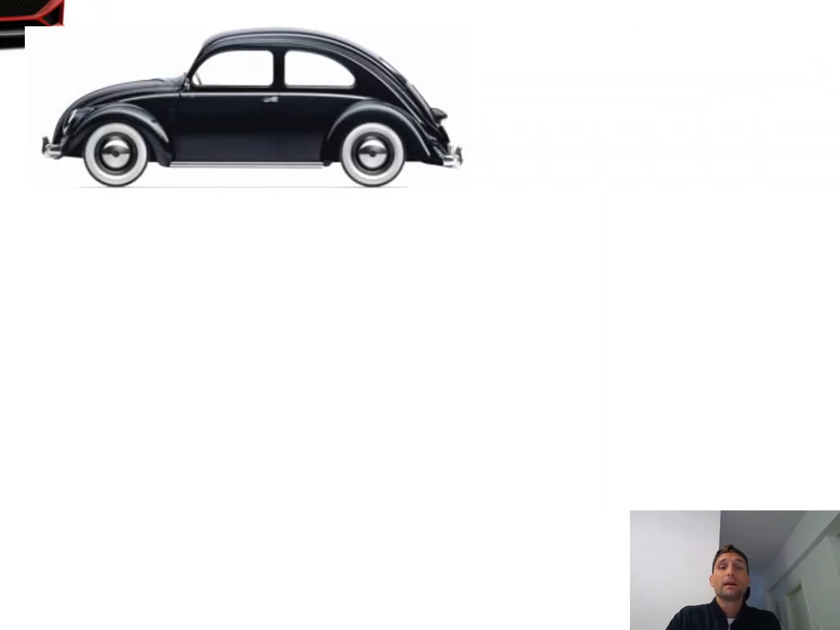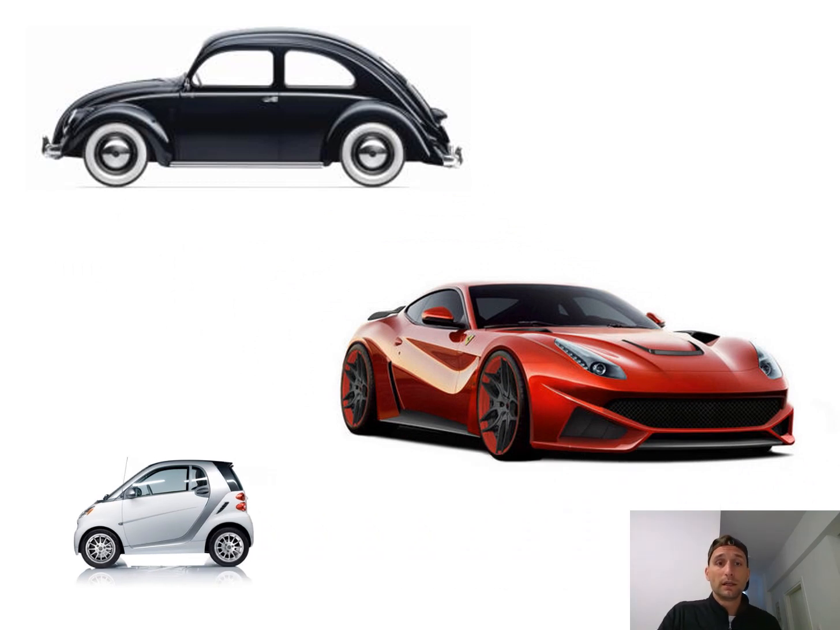Here are three very different types of cars. Obviously, we have a Volkswagen Beetle at the top, an old one. We've got a Lamborghini there as well. And then down at the bottom, a smart car. And three very different cars, but also they have similar things too. They're not so different that you can't understand that that's a car.